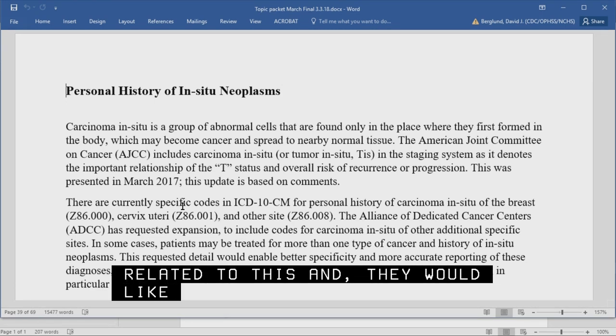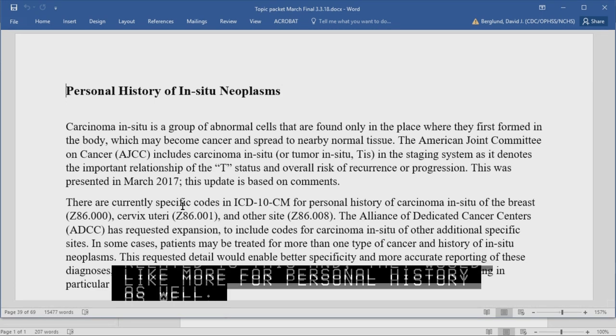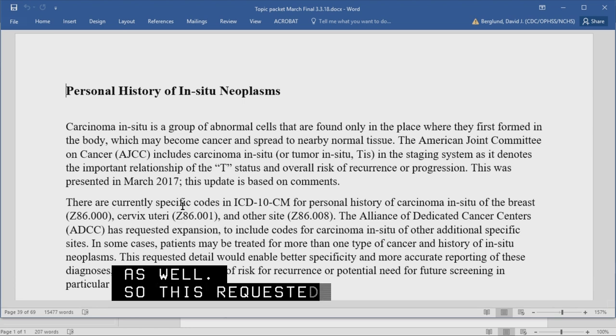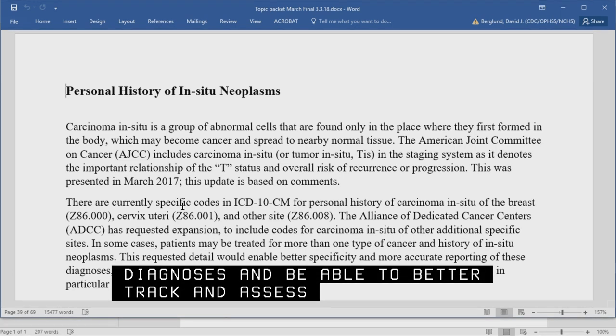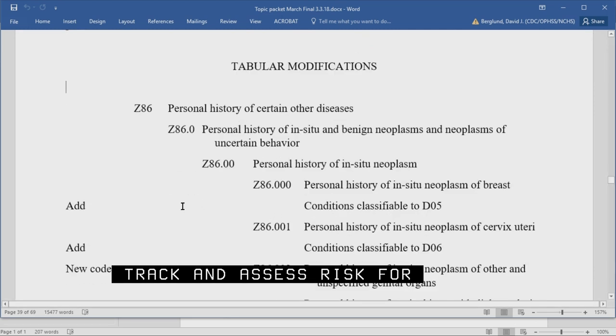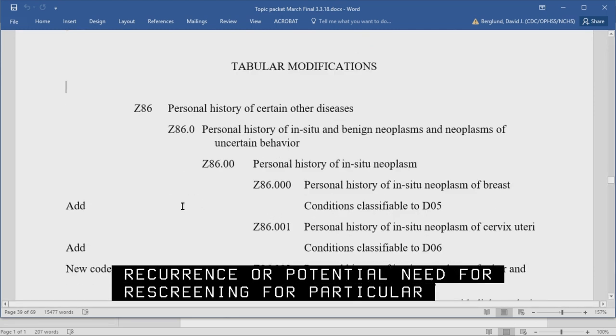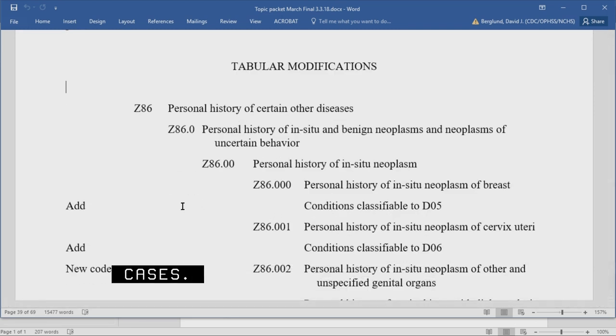So this requested detail could enable some better specificity and more accurate reporting of such diagnoses and be able to better track and then assess for risk for recurrence or potential need for future screening for particular cases. That's the goal. And it's proposed to add a few other additional notes at the same time.